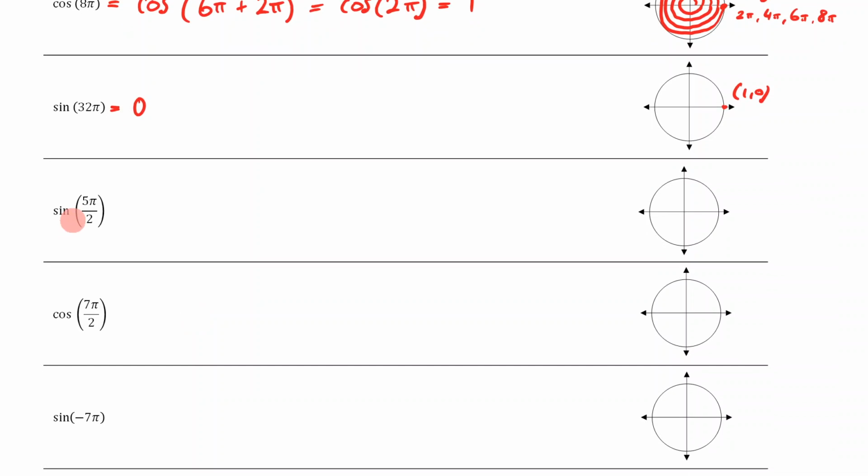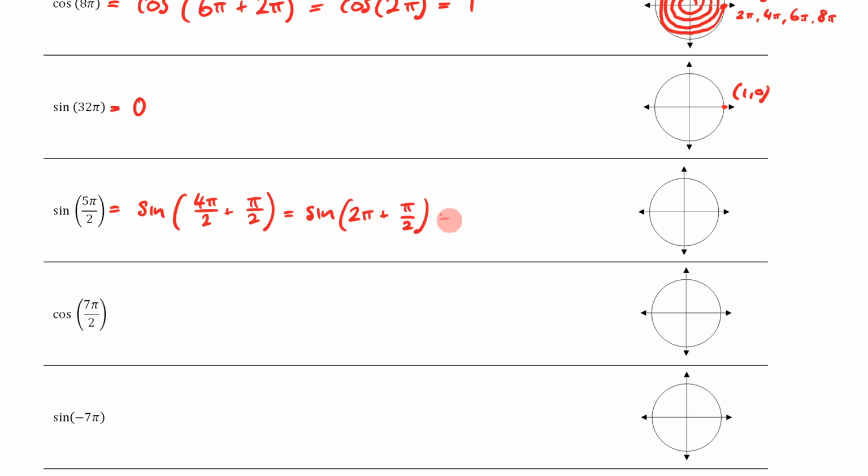So here we have sine of 5 pi on 2. So again, we're going to try to break it up as we have done previously. I can break this up into 4 pi on 2 plus pi on 2, because that's the same as sine of 2 pi plus pi on 2.